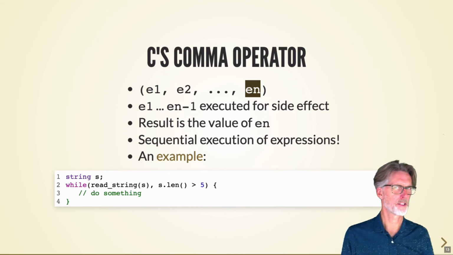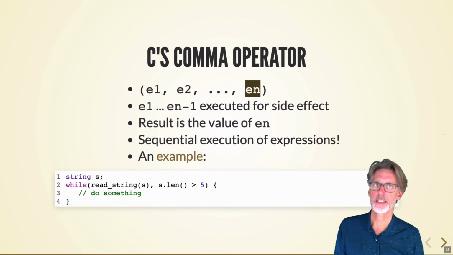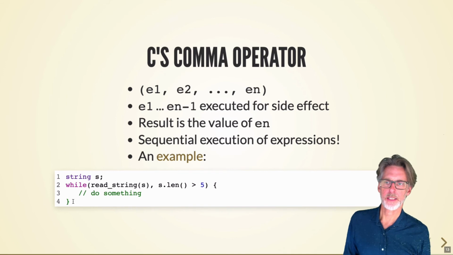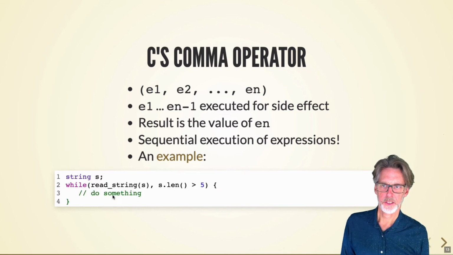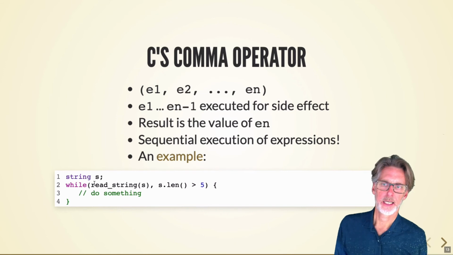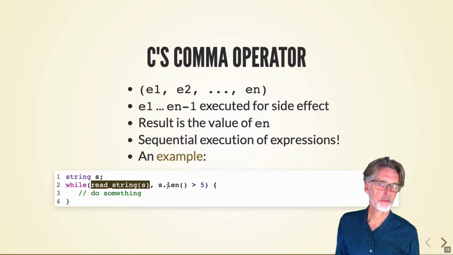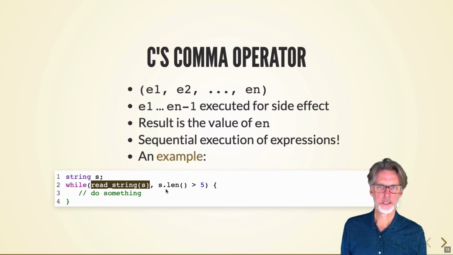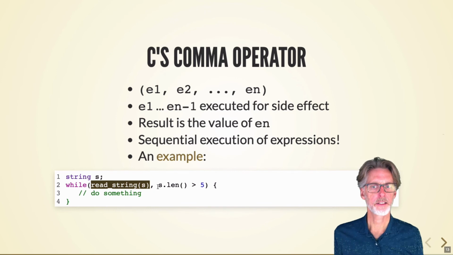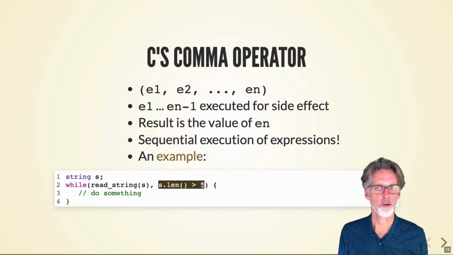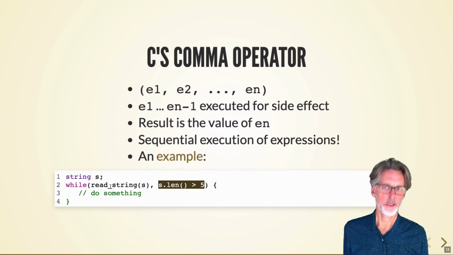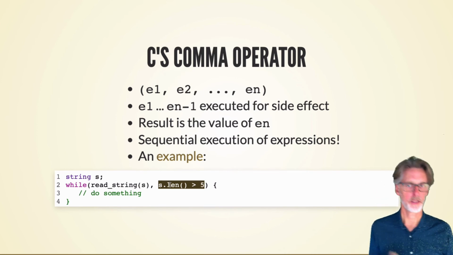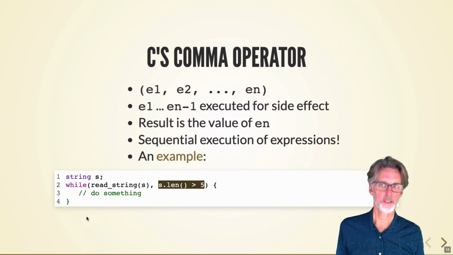I had to look around for a while to find the reason for this in C, and it turns out that it was added for expressions like this, or statements like this, where I have a use of read string. So there's several functions in C that don't have useful return values. So read string, I believe, returns void. So what they're trying to do here is read in a string and then determine whether or not they've read in a string of a certain length. So while I read in a string and have a length of that string, then continue to do something.